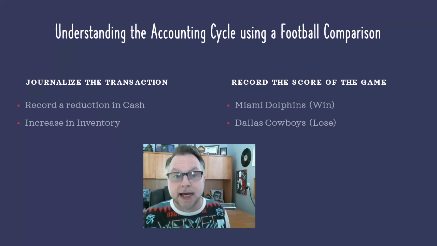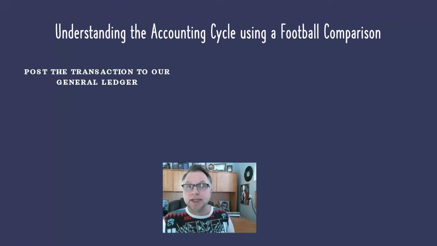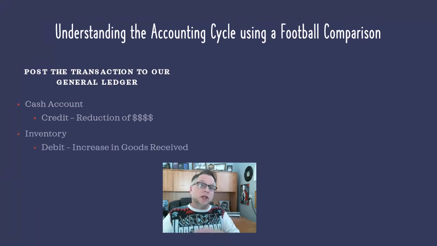And that's the second step of our accounting cycle: journalize the transaction. So the next thing we're going to do is post that transaction to our general ledger. And by that I mean we're going to go into specifically the cash account, and we're going to add this specific transaction to its general ledger activity. So it's going to show a reduction in cash, or a credit to cash, for that purchase of vendor inventory. Then we're going to go to the inventory account, and we're going to see an increase in that by the amount of goods that we had purchased.